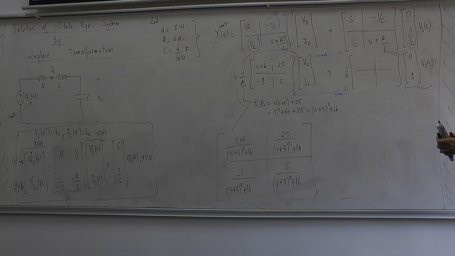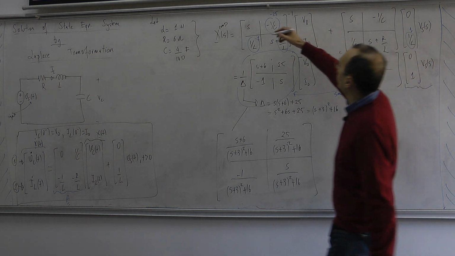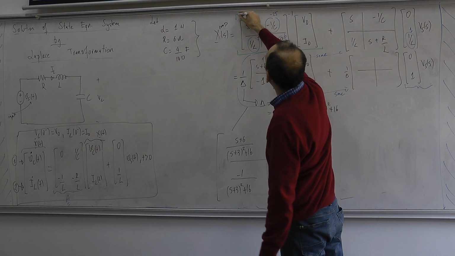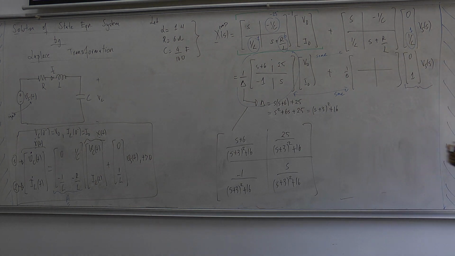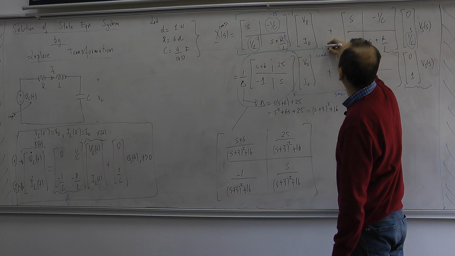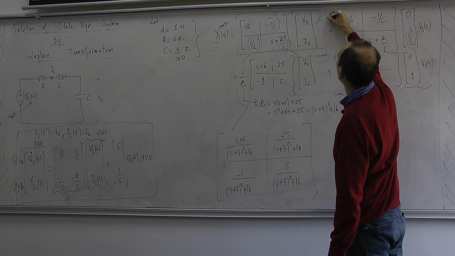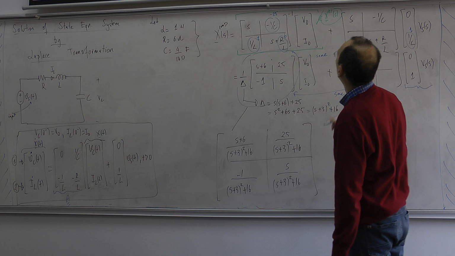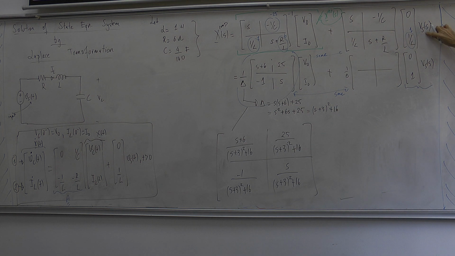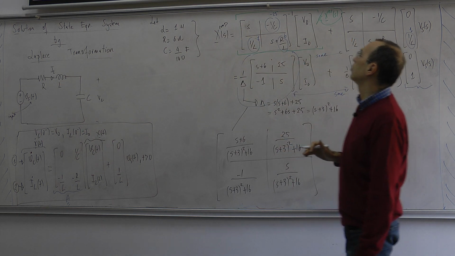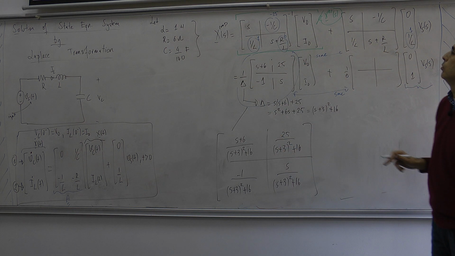Now, would you say that this part of my solution corresponds to the zero input solution? So what do I mean by the zero input solution? This part is the zero input solution. The reason is when the input is equal to 0, then whatever remains is the zero input solution. Since this is always the complete solution, this part is the zero input solution then.